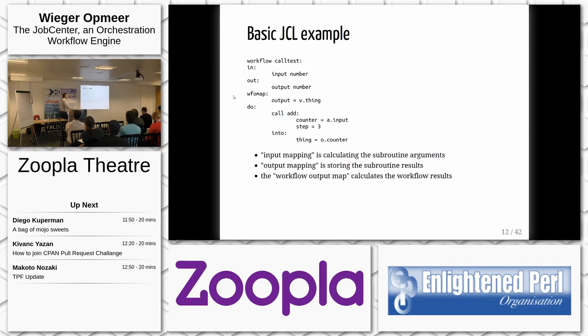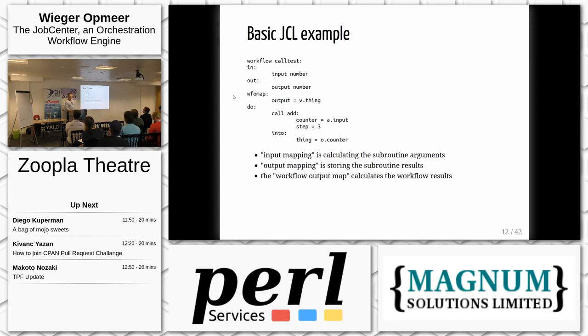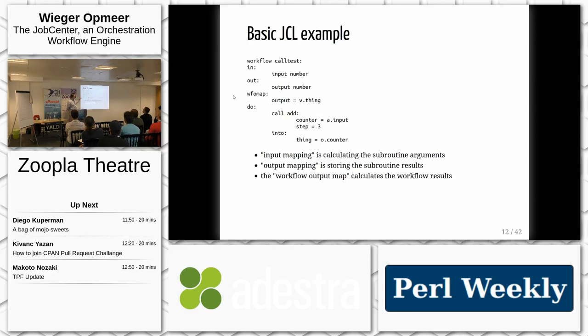Okay, the most simple JobCenter language example. This is what you need to do to call a worker that can add a value to some other value, as in the most simple calculator. Here we have the call add, as in, okay, call an external worker called add. These are the inputs: we want the counter input of the add worker to be set to the argument input, which means that the arguments of the workflow declared here are copied into the arguments of the worker, and we have a fixed value of 3 for the step.